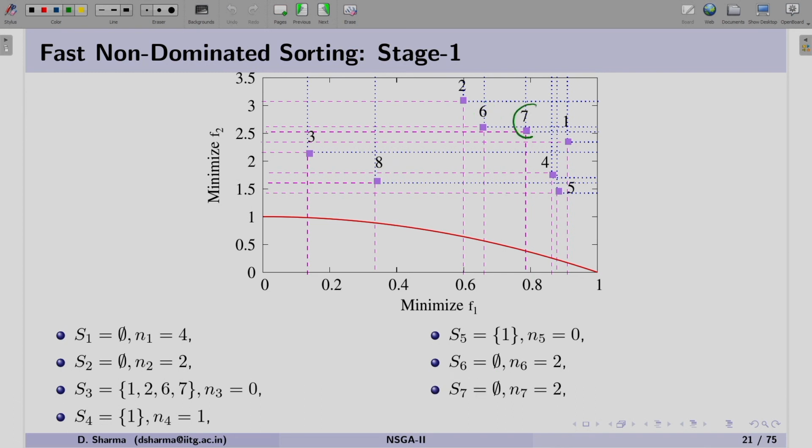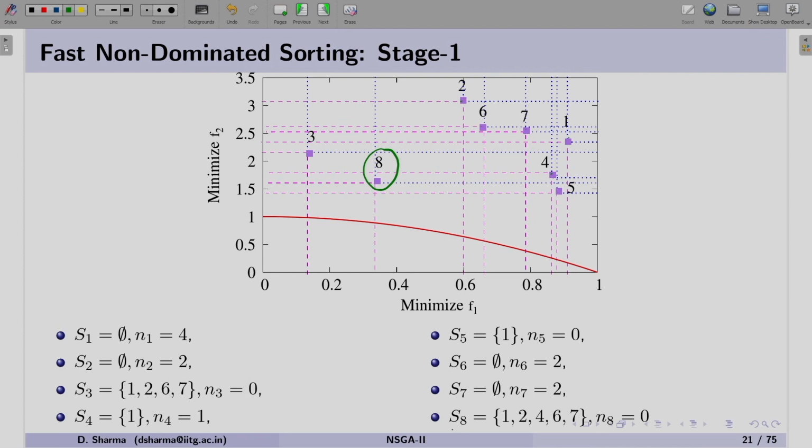Let's take the case of solution 7 here, S7. It is an empty set because it is not dominating any solution, and N7 is 2 because it is dominated by solutions 3 and 8. Finally, let us take solution number 8. Now, looking at 8, we can see that it is dominating 1, 4, 6, 7 and 2.